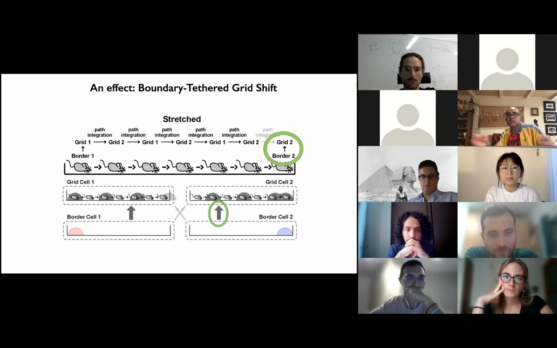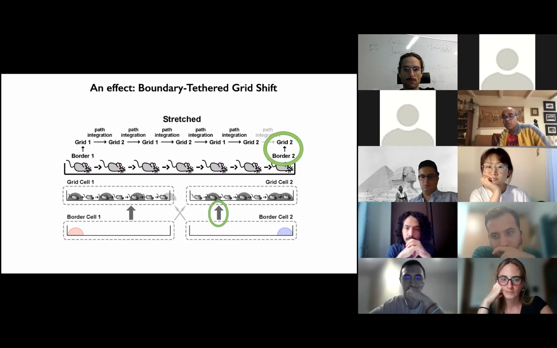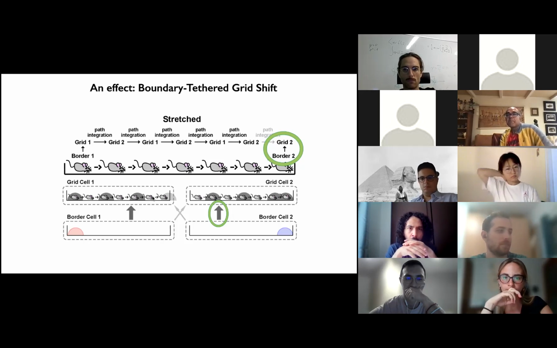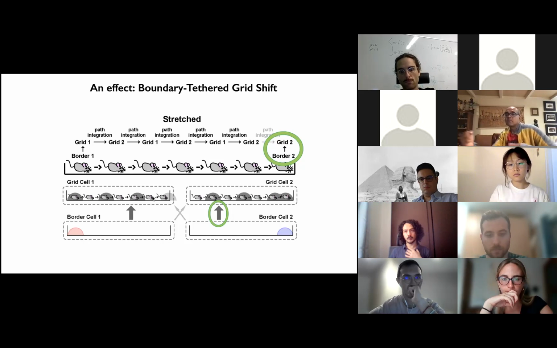Now suppose you stretch the room. If you stretch the room, what's going to happen? Well, here's this grid cell, which used to fire, let's say, at this location. But since you've stretched the room and the border cell fires, it's going to make the grid cell fire and shift it to the right. Likewise, this grid cell is going to get shifted in its firing phase to the left. So you predict here a boundary-tethered grid shift. You predict that if border cells interact in this way with grid cells, then if you change the shape of the room, you'll shift where the grid cell fires because of the interaction with the border cell. So does this happen?